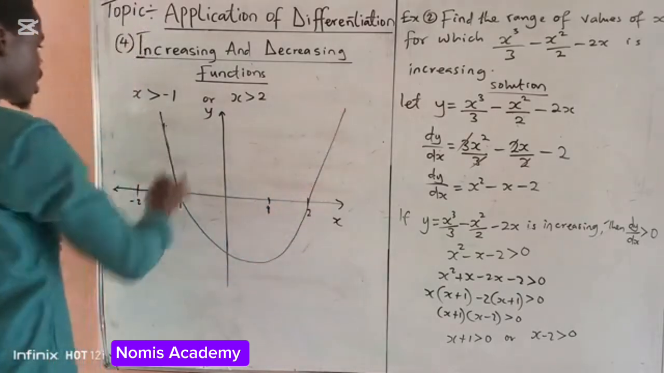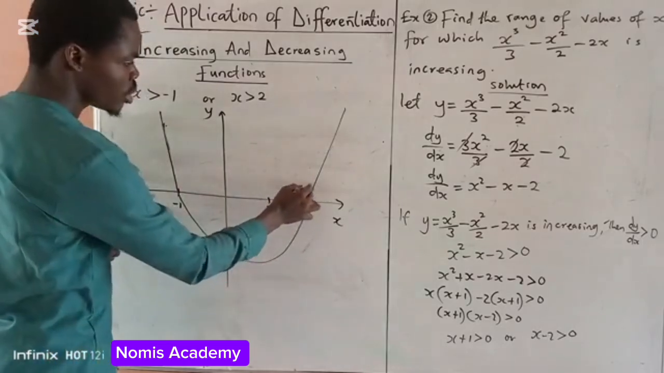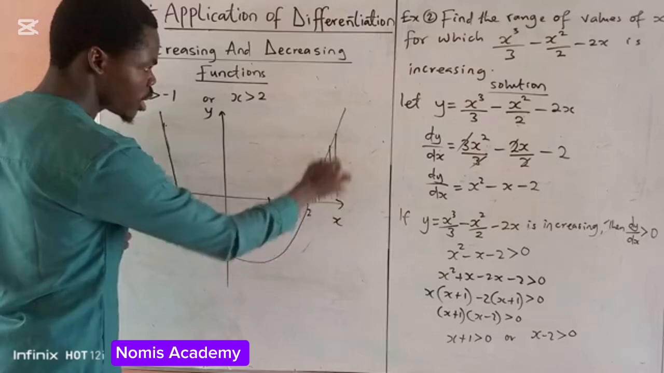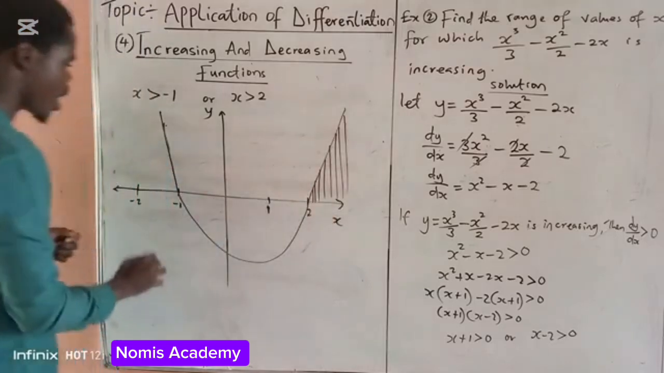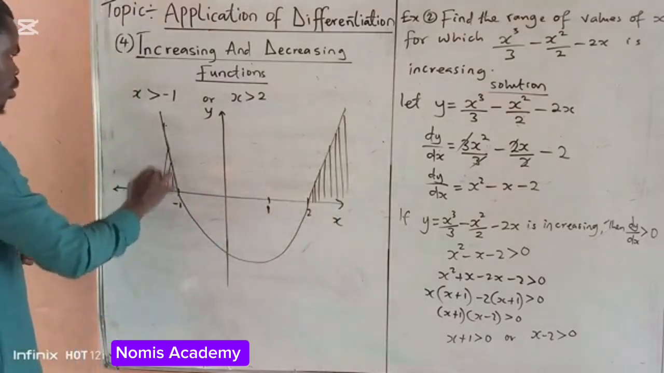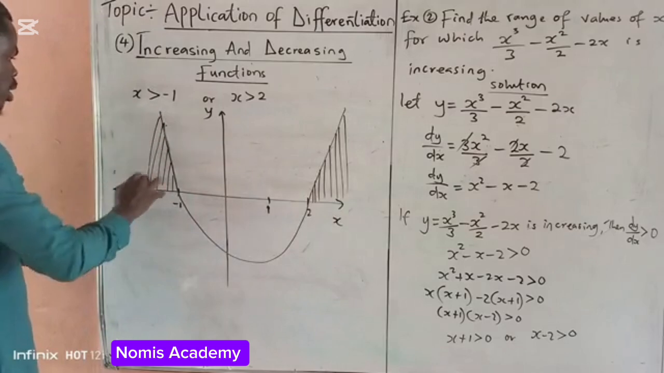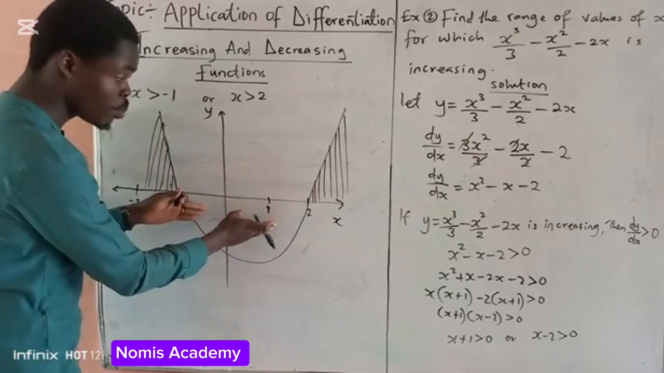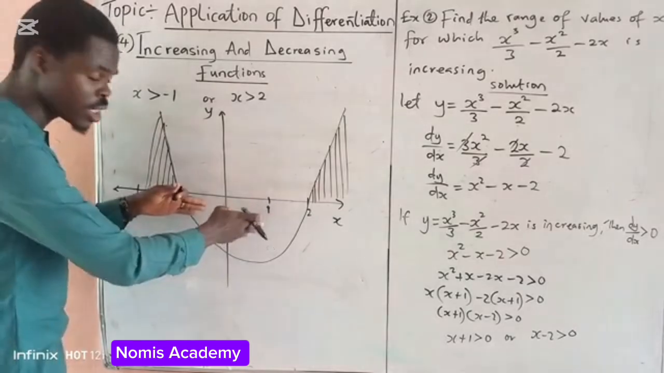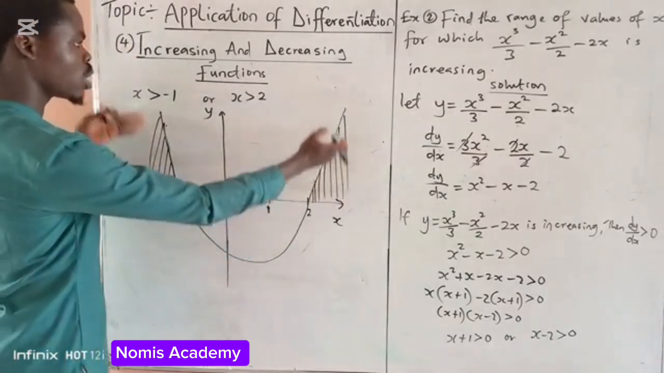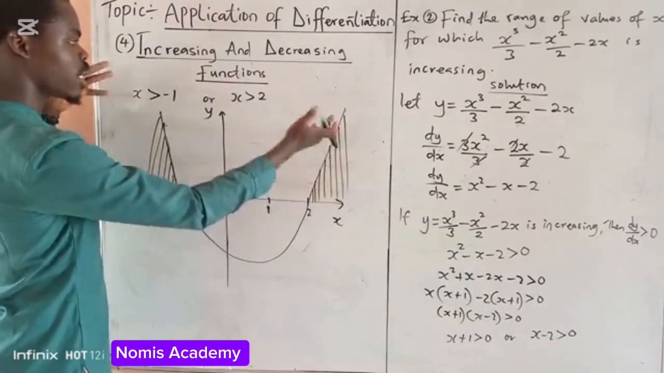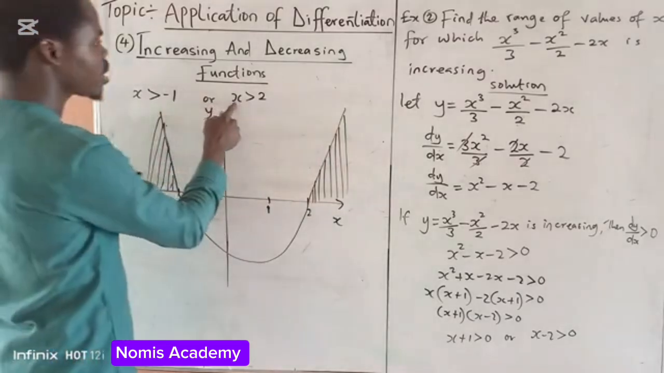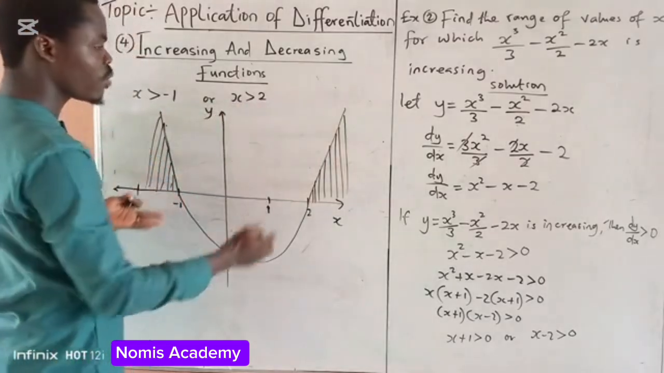So you can see at this region the function is increasing, and then at this region the function is increasing. So I don't need to go down because at this region the function is decreasing. Then at this point the function is increasing. So at the point where x is greater than 1 and x greater than 2, the function is increasing.